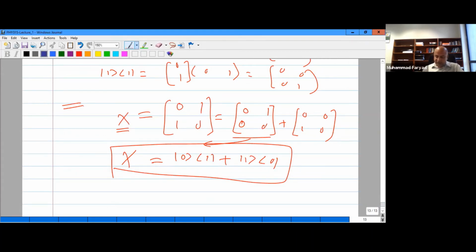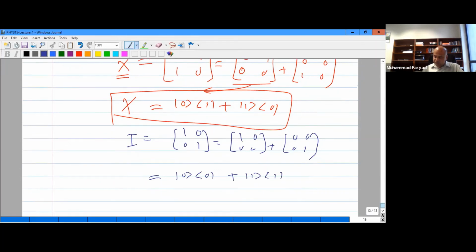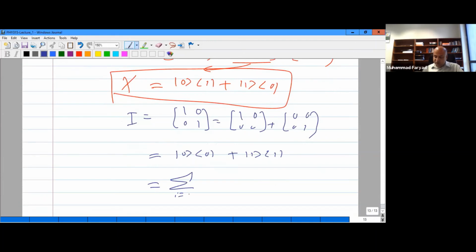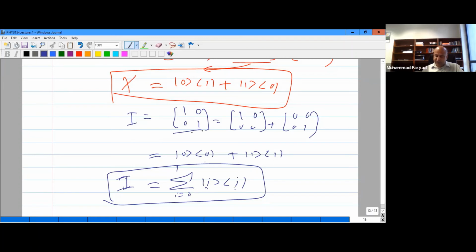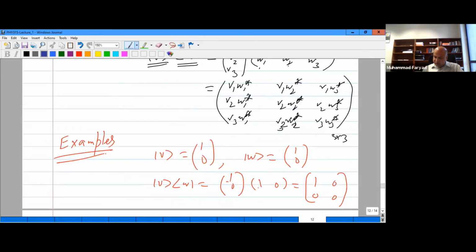Similarly, if I have this identity operator 1, 0, 0, 1, I can write it as 1, 0, 0, 0 plus 0, 0, 0, 1. And you can see from above, this 1, 0, 0, 0 is 0 into 0, and the 0, 0, 0, 1 is actually 1 into 1. I can write it in shorthand notation like this: the sum over i from 0 to 1 of i into i. This basically means that the elements in this operator are non-zero only when the two indices are the same, and the coefficient is 1. So this is 0, 0 plus 1, 1. That's why this identity matrix can be written like this, which I was also talking about over here.